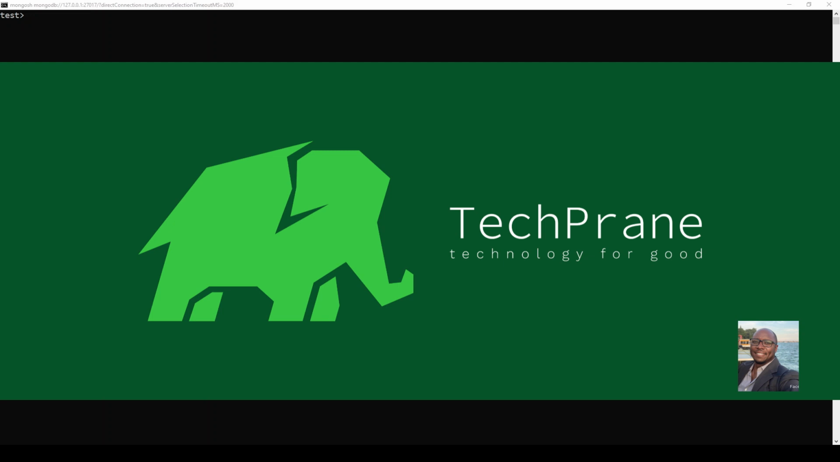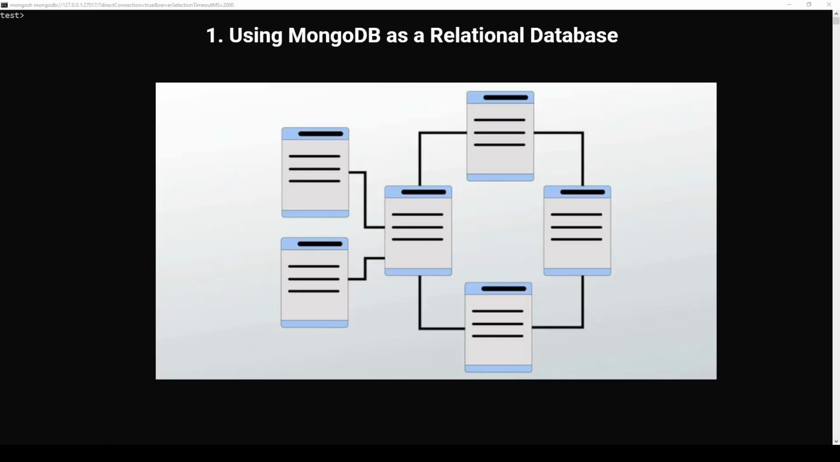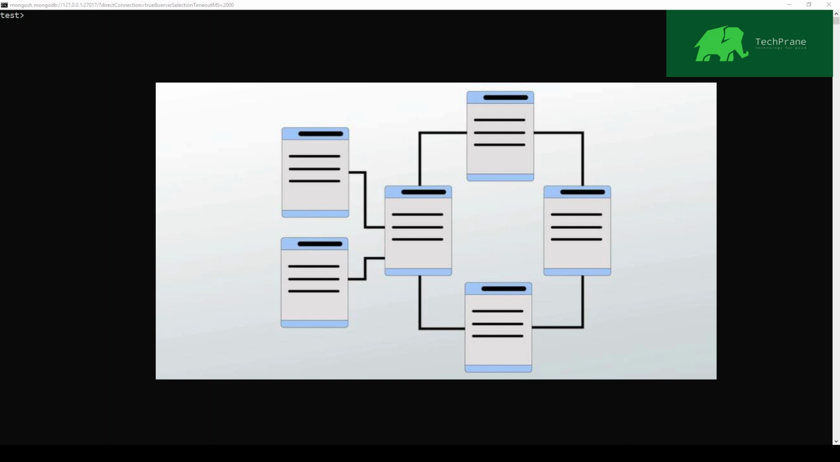In this video, we'll be covering the top 5 beginner mistakes when using MongoDB. The first mistake is improper data handling. As we know, MongoDB is a NoSQL database and its schema design differs from relational databases. Beginners will often try to replicate relational database design in MongoDB, leading to inefficiency. So let's look at this first point.